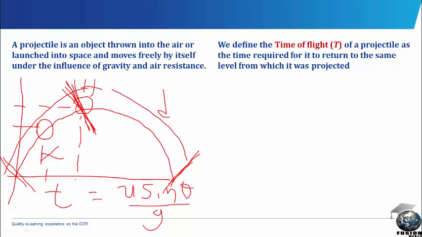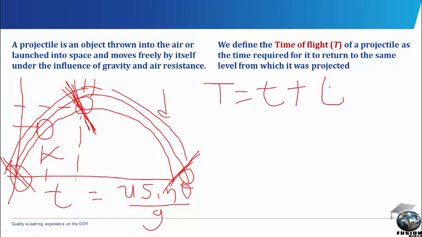Time of flight of a projectile is the time required for it to return to the same level from which it was projected. From this point, it will move all the way until it gets to this point. That means time of flight, capital letter T, is equal to small letter t, which is ascent, plus small letter t, which is descent. Bringing them together, we have T equal to 2 small letter t.